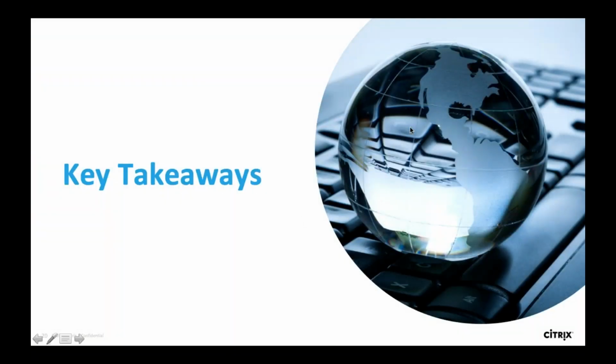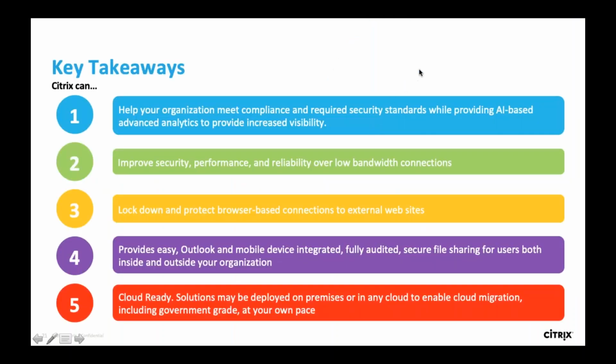So just some of the key takeaways from what we talked about today. Just wanted to kind of recap everything that we talked about. So kind of thinking about helping the organization meet those compliance and required security standards that are out there, we have the reference architectures to meet things like PCI, HIPAA, CJIS, FIPS compliance, etc., but also adding that AI-backed analytics to provide increased visibility for your end user computing environment, whether that be offender education or staff computing or third-party contractors.